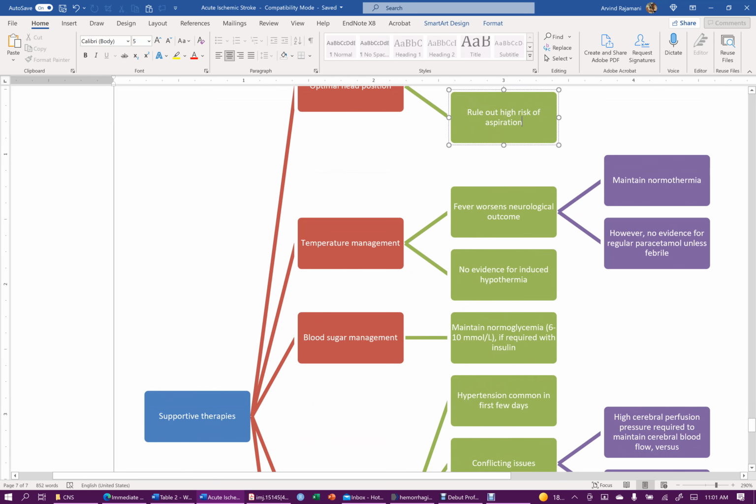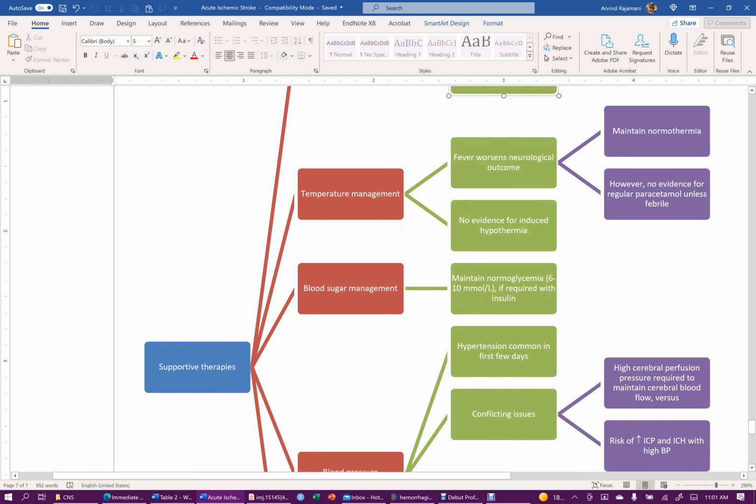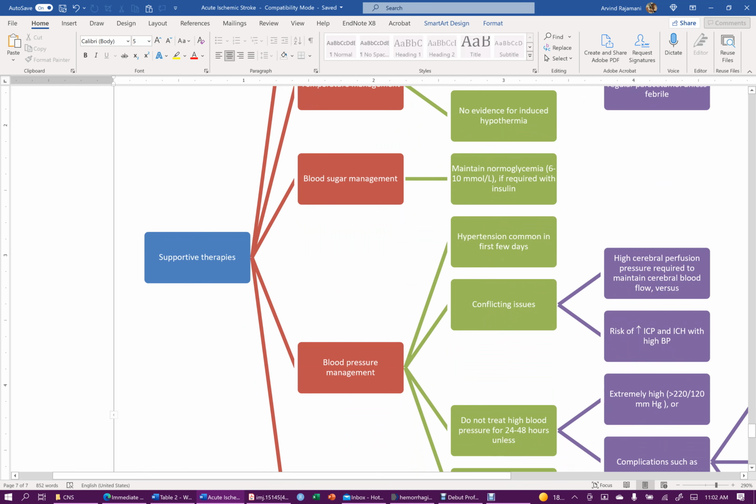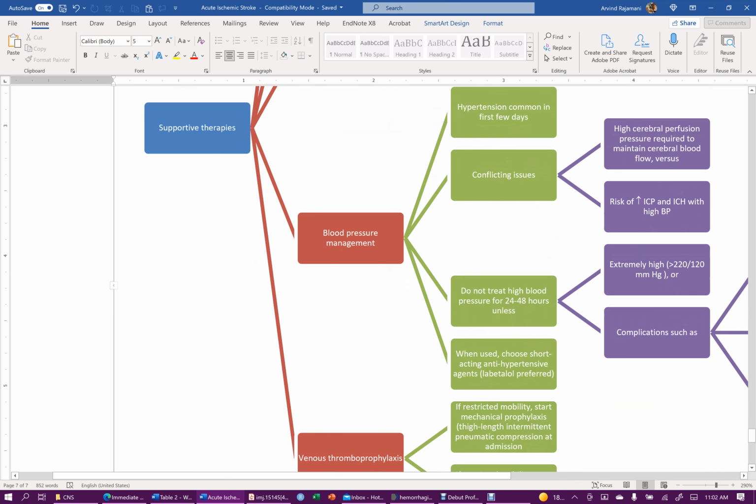Fever, absolutely not. Aggressive treatment of fever. Otherwise, you don't need to give anything. Induced hypothermia, not really indicated. Blood sugar management, again, just normoglycemia. Then blood pressure management: don't worry about asymptomatic hypertension if it's less than 220 or so systolic, unless you have these issues. If you have a risk of high ICP or intracerebral hemorrhage, so complications are what you treat, not the actual number for the blood pressure.